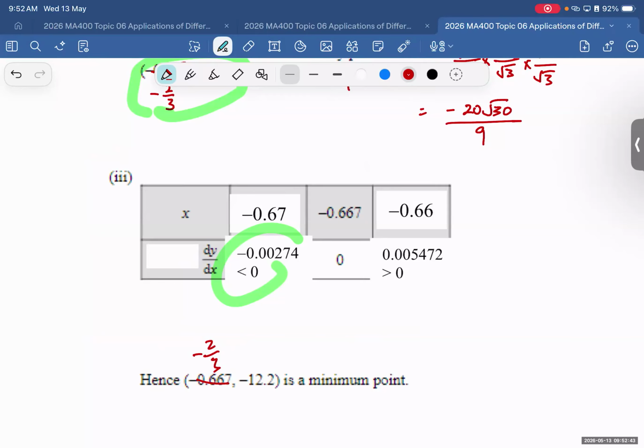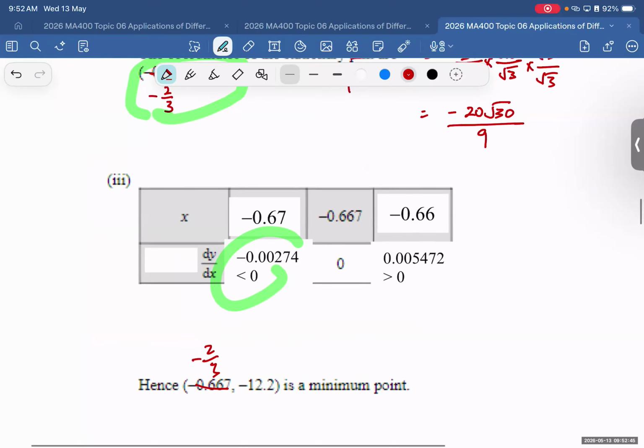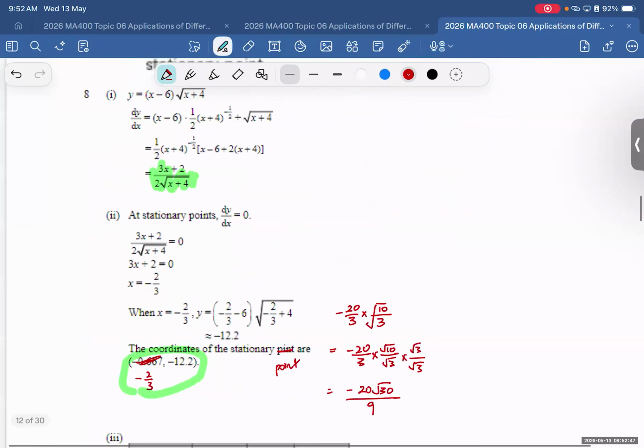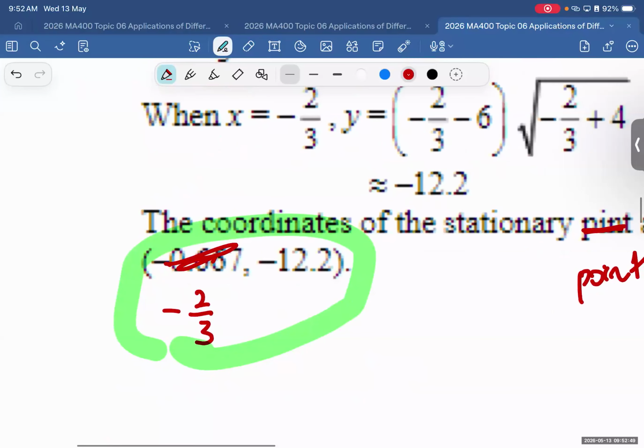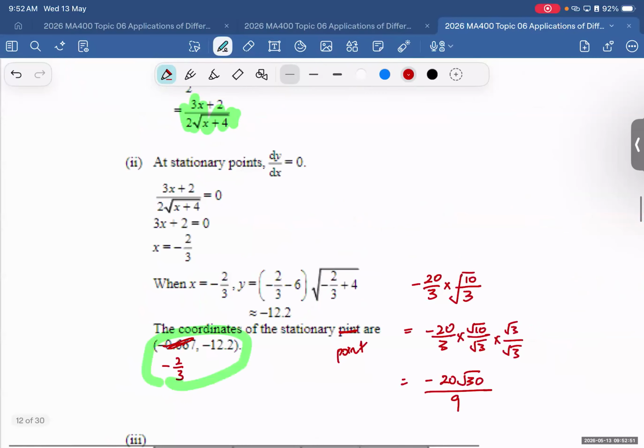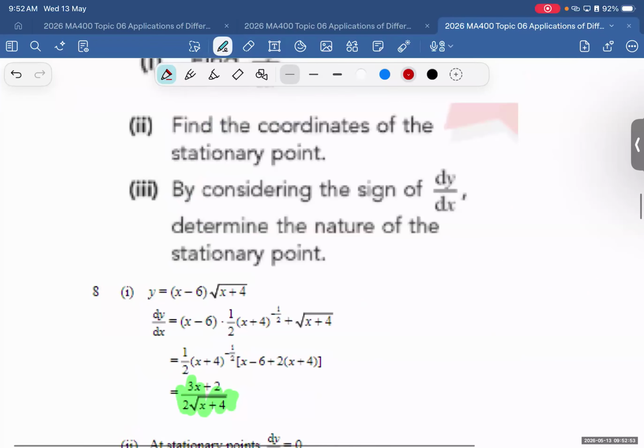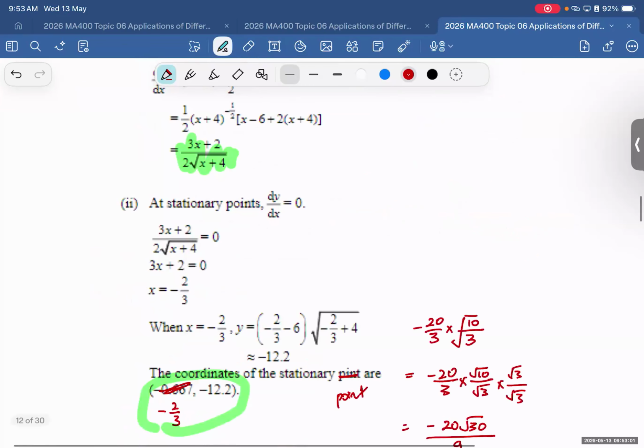Oh, part 3, is it? Part 3, okay. Do you get negative two-thirds, negative 12.2? Okay, so after you got that, you need to test the nature, right? Here it's telling you to use the first derivative test. Use that.